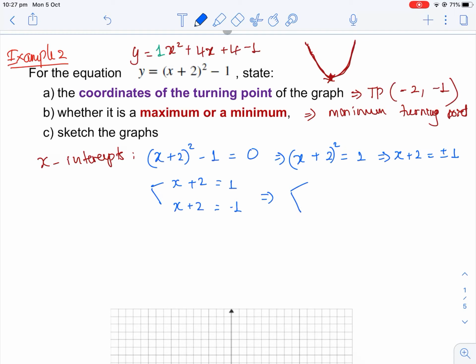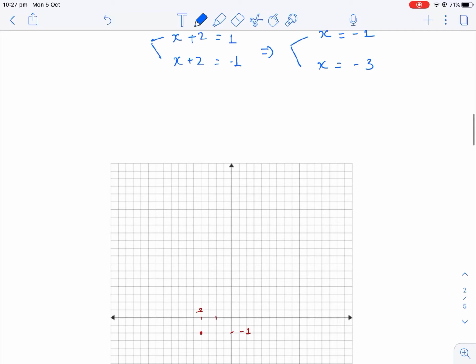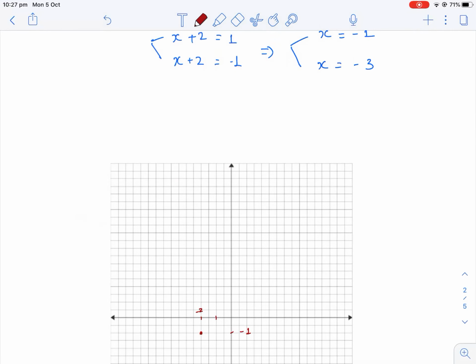Then for x plus 2 equals 1, you move 2 to the other side, so x equals -1. And the other one is x equals -3. So we have 2 x-intercepts: x equals -1 and x equals -3. Together with the turning point, 1, 2, 3, we have 3 points already.